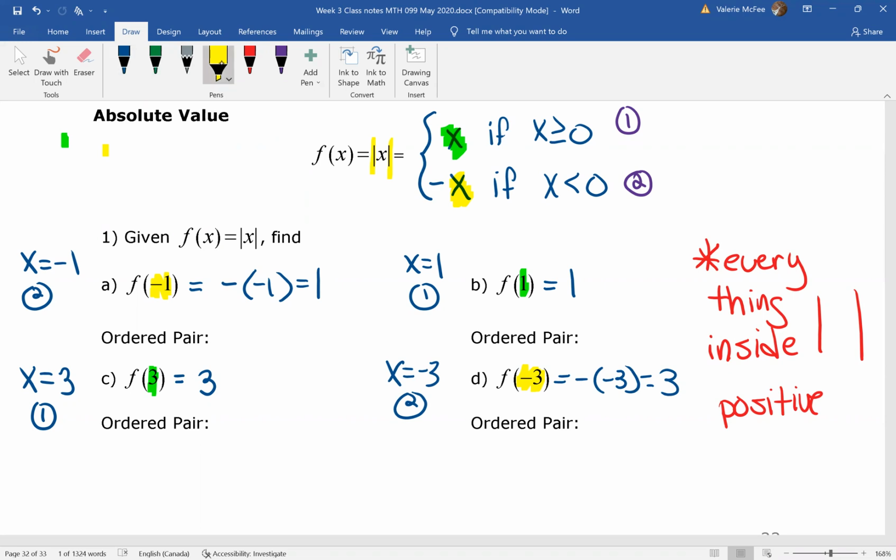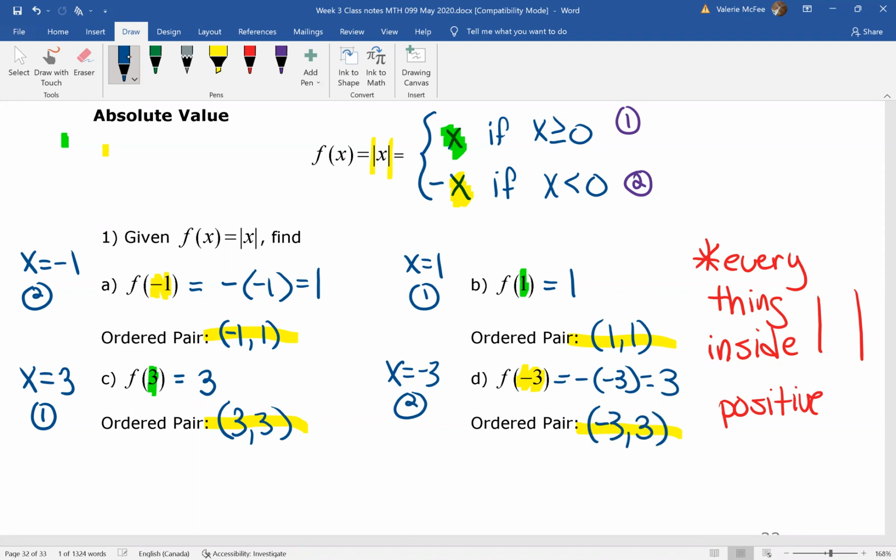Now I see that we didn't answer the ordered pair for each of these. Let's do that. 1a, x is negative 1, y is positive 1. 1b, x is positive 1, y is positive 1. C and D, can you fill in those ordered pairs? You'll see that our y values are always positive.